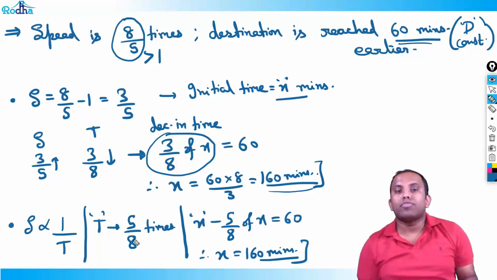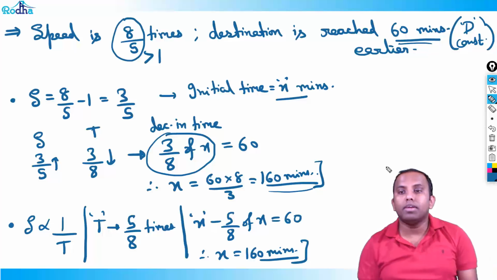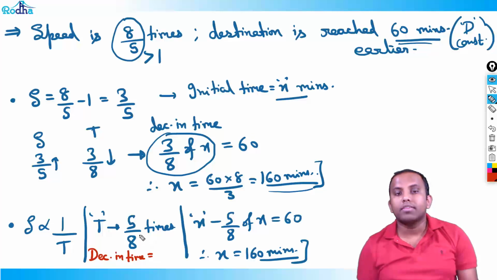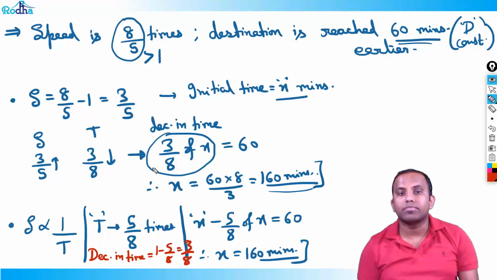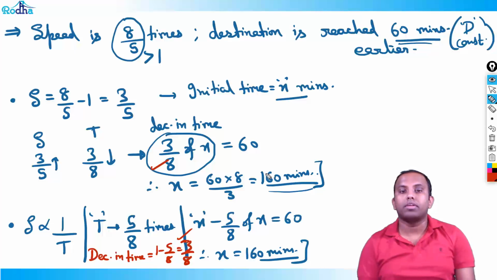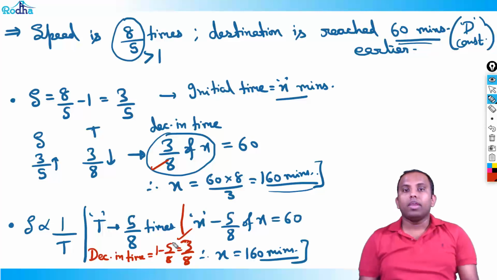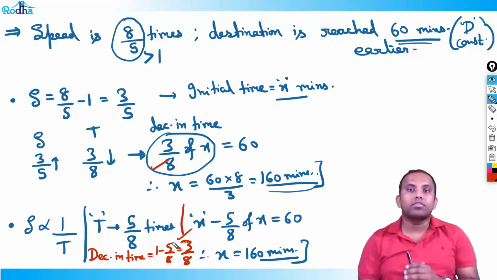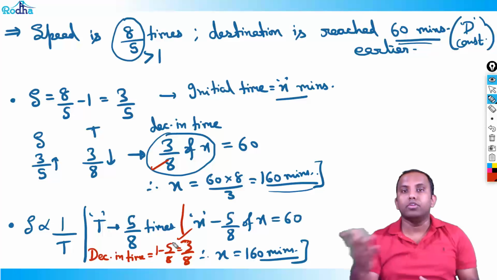That means if time has become 5 by 8 times, what is the decrease in time? From here, I can directly write that the decrease in time is 1 minus 5 by 8, that is 3 by 8, and this 3 by 8 is this one. This is very important, this funda. I hope it is clear. Just repeat this video one or two times. These concepts are very important. We'll discuss these questions in the next videos. Okay, thank you.